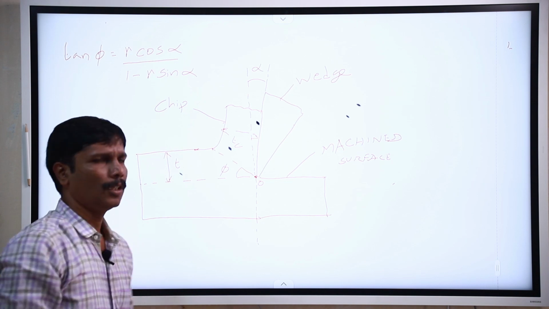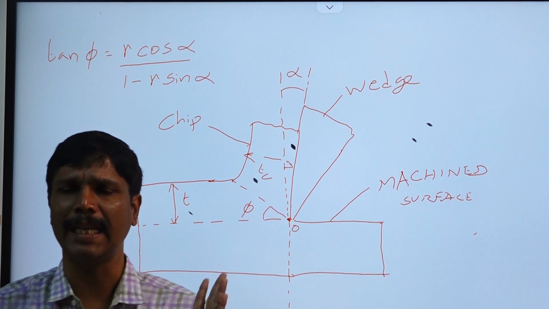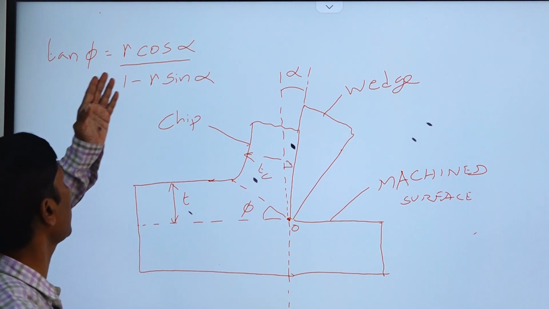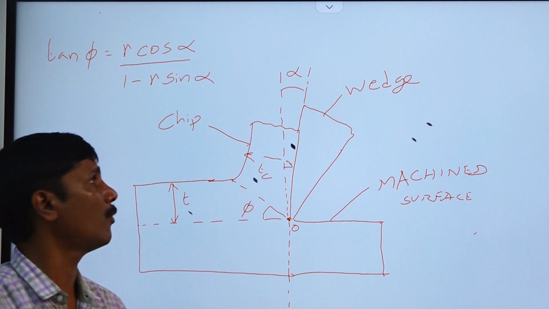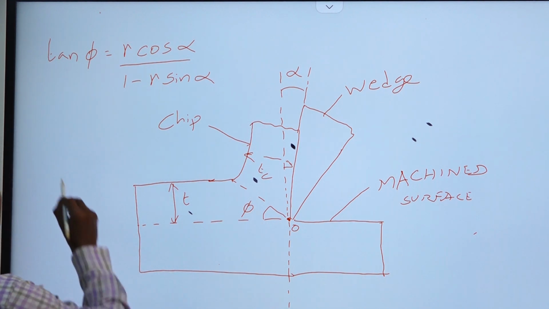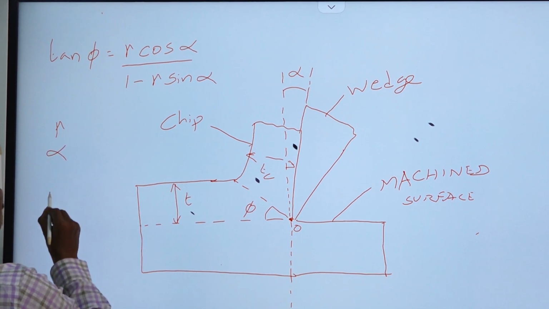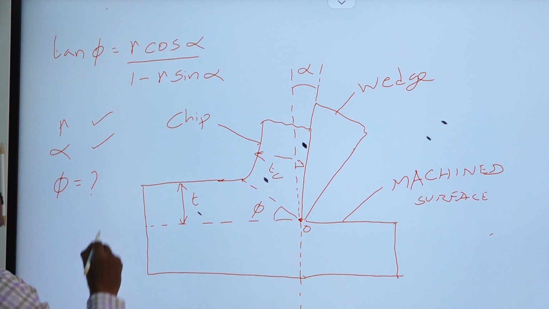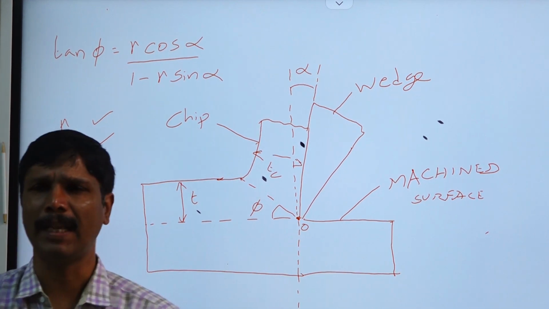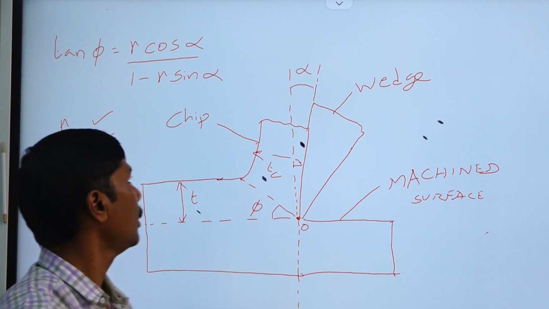So, this formula is significant in the GATE exam: tan phi equal to r cos alpha divided by 1 minus r sin alpha. When we know r, that is the chip thickness ratio, and when we know the rake angle, we can calculate phi. So, if you know these two things, you can calculate phi. In that way this formula can be used.